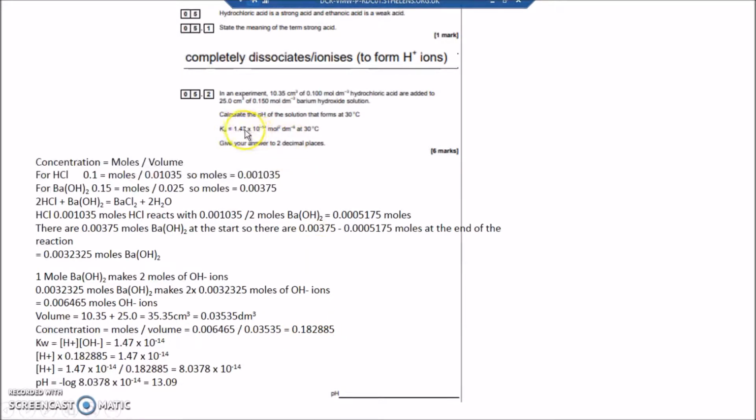Then it says Kw, it's given me Kw now. Kw equals H plus times OH minus concentration. If it equals 1.47 times 10 to the minus 14, then if I substitute 0.182885 for OH minus, and then rearrange, H plus equals 8.0378 times 10 to the minus 14, minus log it, 13.09 for a very, very strong alkali or a base.